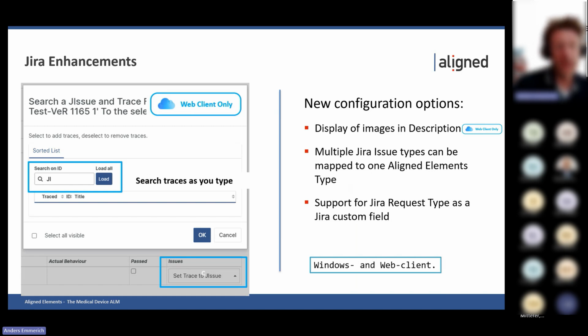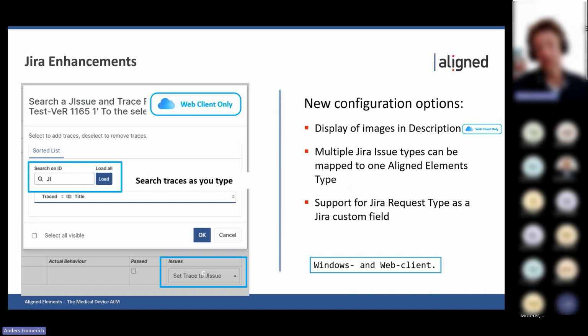Now the default behavior for the web client is that when you get the set trace dialog, it will show you a little new search entry where you can enter the ID, and we'll load as you type. Basically, we search the traces as you type the ID and display it in the trace view, and you can set the trace without having to load, sometimes, thousands of issues. So that's a nice thing.